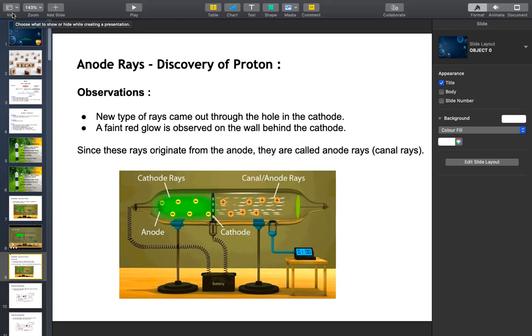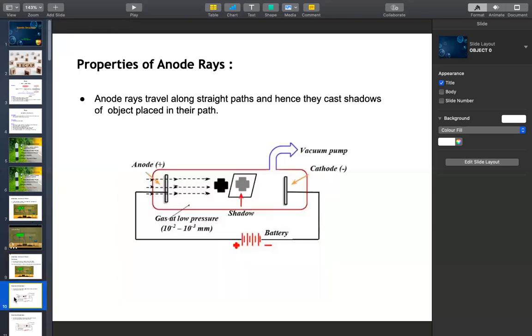Now again, Goldstein did the study. All this study was done by Goldstein about this proton thing, and he called that thing anode ray and canal ray. These all were done by Goldstein. I'm moving to the next thing.